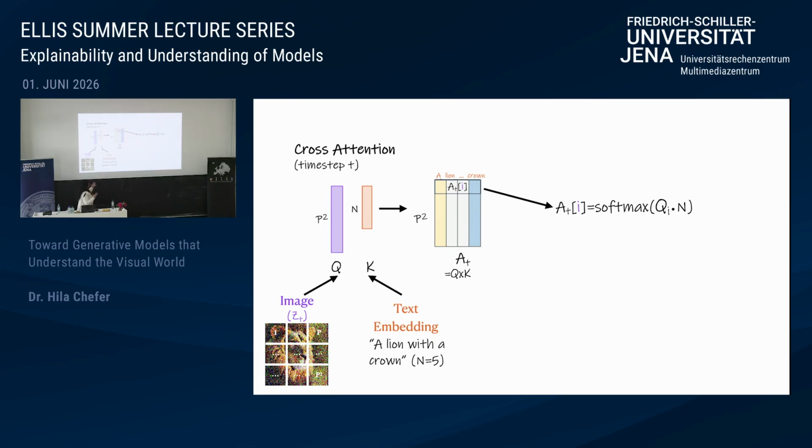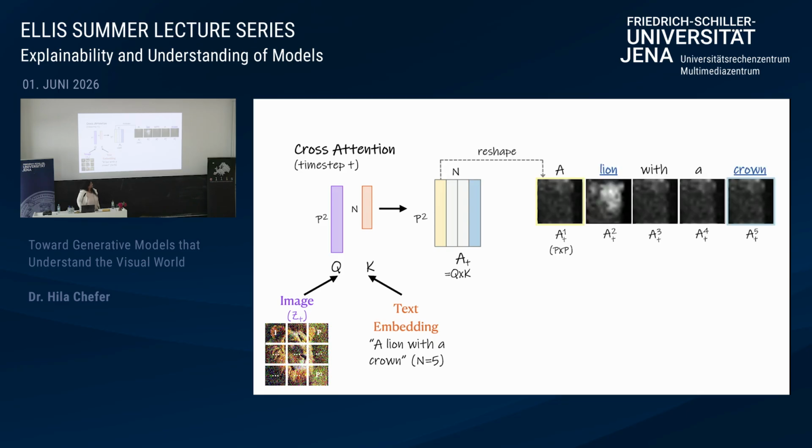How much information or how much relevance does the word "a" have to the first patch? How much relevance does the word "lion" have to the first patch? And so on and so forth. And for each row, we create a distribution over all the tokens, right? How much is each token in the text important or relevant to the first patch? Any questions on this? Okay.